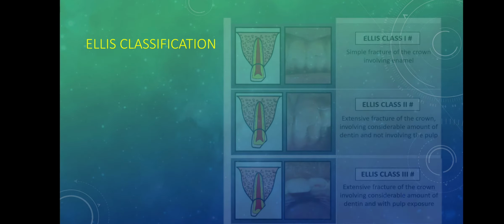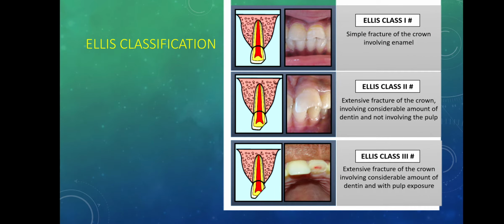Now Ellis classification is very important, and I have put up a table here so that you can remember it. Some of the classification numbers are easy, and I will give you a way to remember it, and the rest of them you can just keep in your memory banks. So Ellis class 1 involves one layer of the tooth, so that is the enamel. Ellis class 2 has 2 layers of the tooth, the enamel and the dentine, whereas Ellis class 3 has 3 layers of the tooth, enamel, dentine and the pulp.